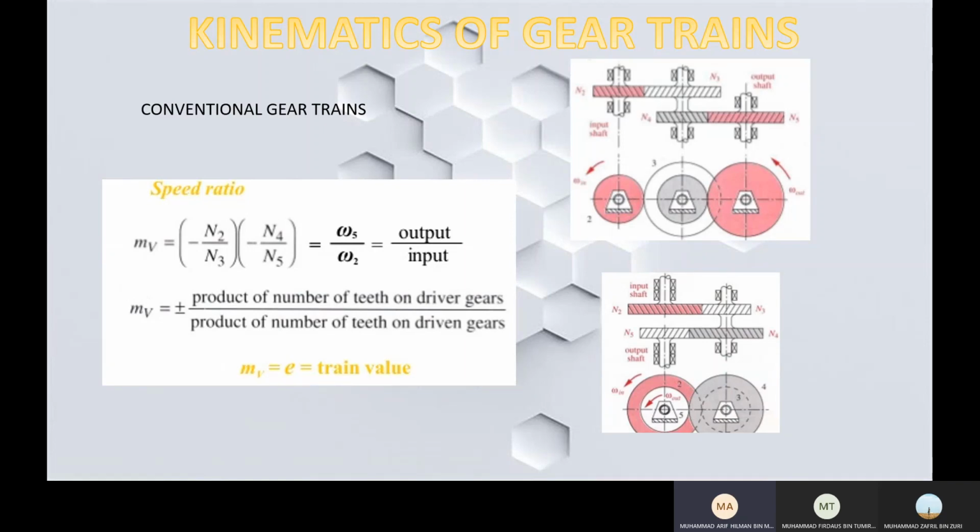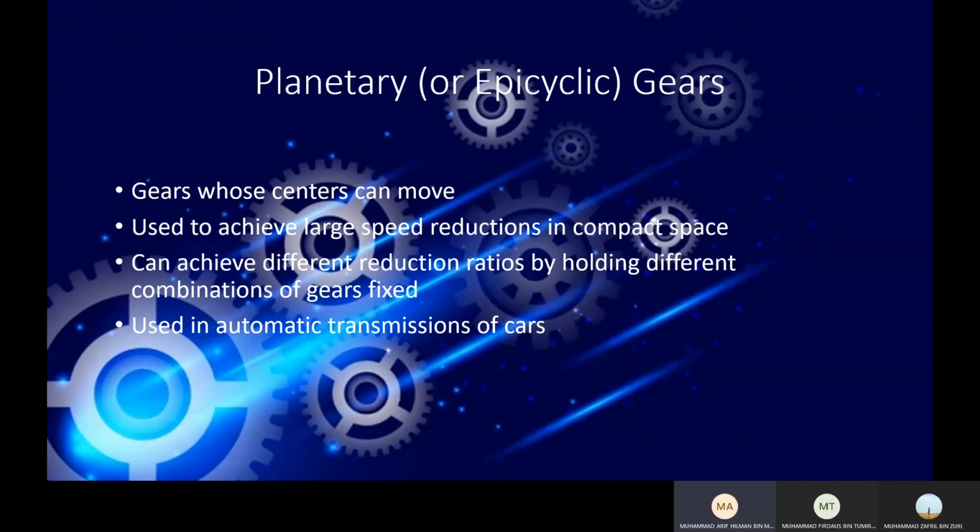Planetary gears, well known as epicyclic gears. These are gears whose center can move. They are used to achieve large speed reductions in compact space. It can achieve different reduction ratios by holding different combinations of gear speeds, which not all gears can do. And lastly, it is used in automatic transmissions of cars, which are always called gearboxes.